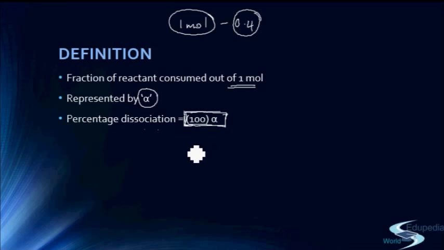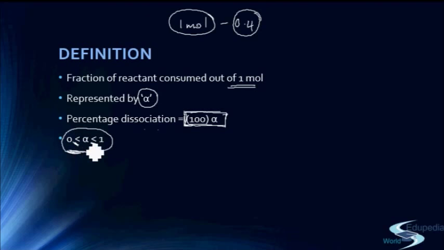Now, since alpha is a fraction, it is obviously going to lie between 0 and 1. So alpha will always be greater than, or in the limiting case equal to, 0, and it will always be less than 1, or in the limiting case equal to 1. What does this indicate? If alpha is equal to 0, that means the amount of reactant consumed is 0. That is, the reaction has not occurred at all. So alpha 0 means that the reaction is not taking place.